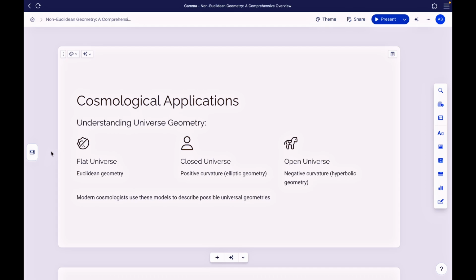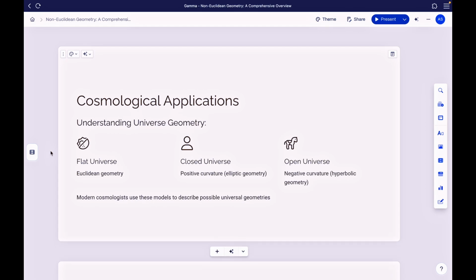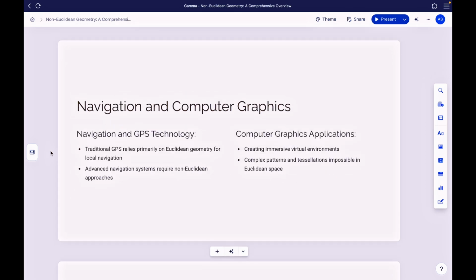Of course, this is just an introduction. I'm just giving you an overview of what it is and all the different applications. There are applications also in navigation and computer graphics. Now, the first one is in navigation and GPS technology.